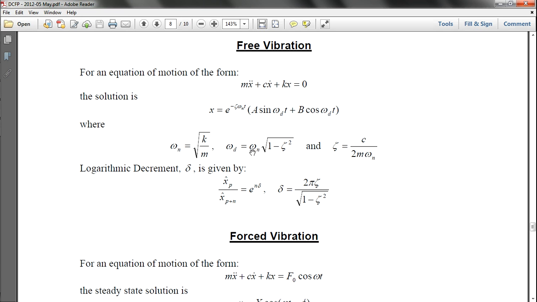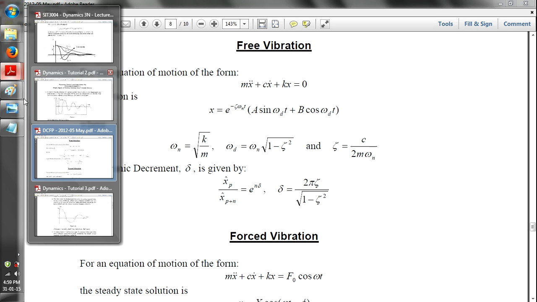If you can see, WD is equal to Wn times the square root of 1 minus damping factor squared. Okay, since we know WD, we then need to find the damping factor. The rest is easy.